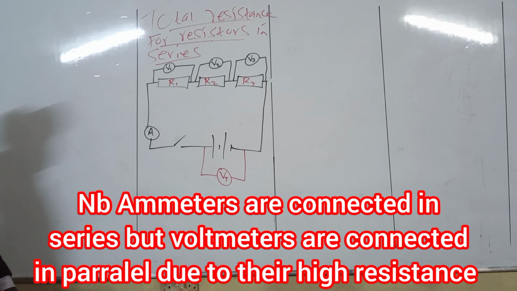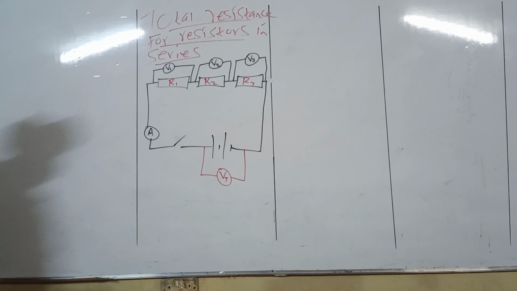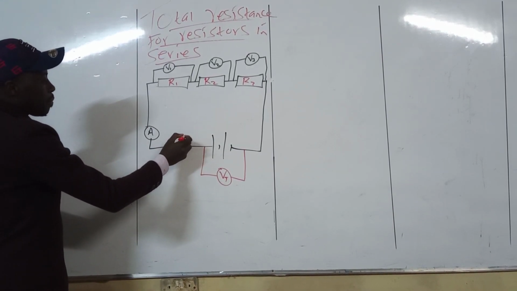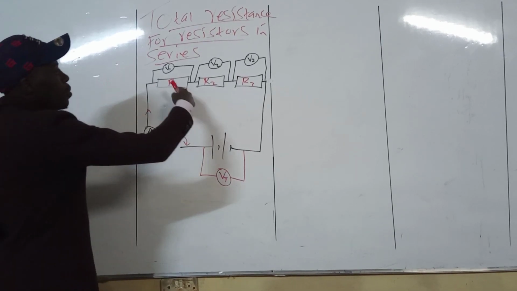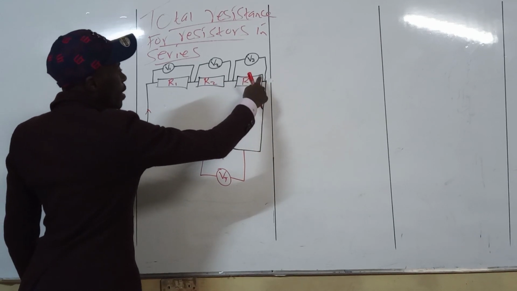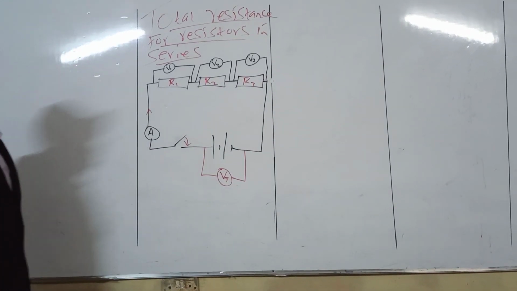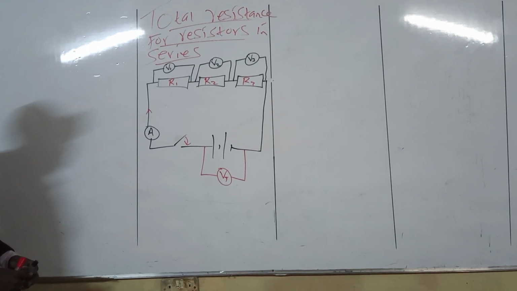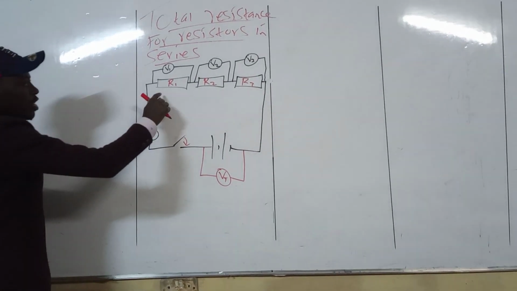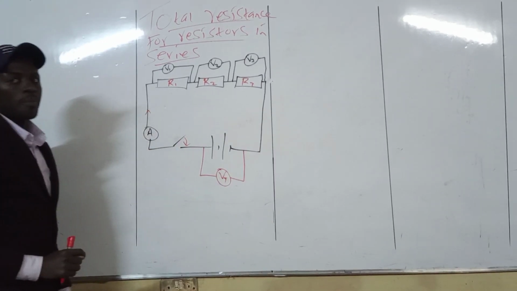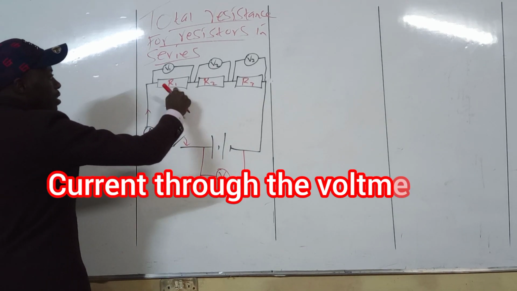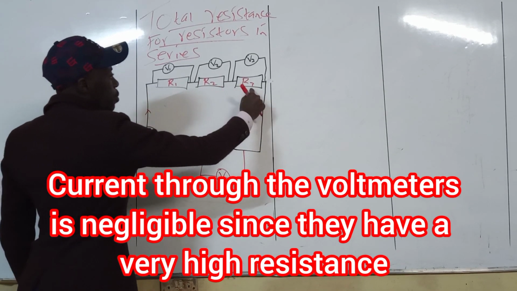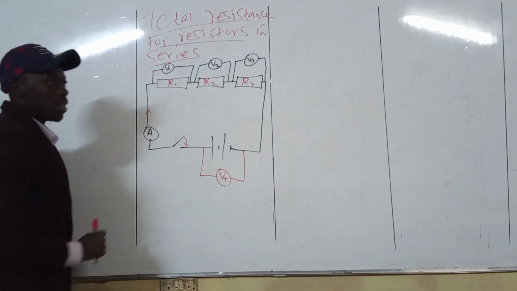So with this kind of a setup, we are going to consider the path of the current when you switch on. We know when you switch on here, current will pass through the ammeter, then through resistor 1, resistor 2, resistor 3, and back to the negative terminal. That will be the path of the current, and that tells you that current in each of the resistors is equal. The same current that passes through resistor 1 is the same through resistor 2 and resistor 3.